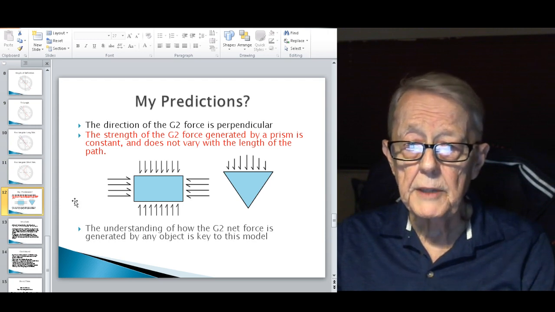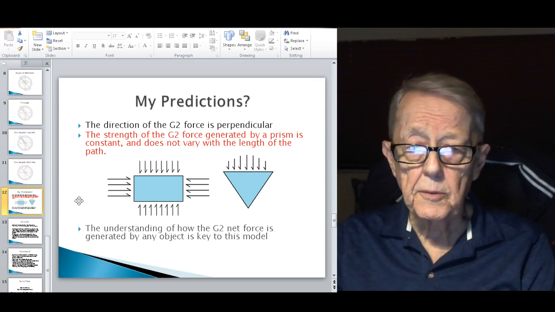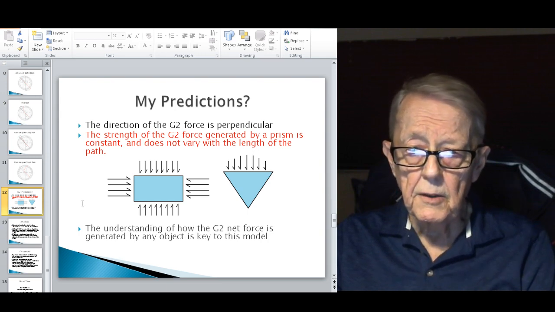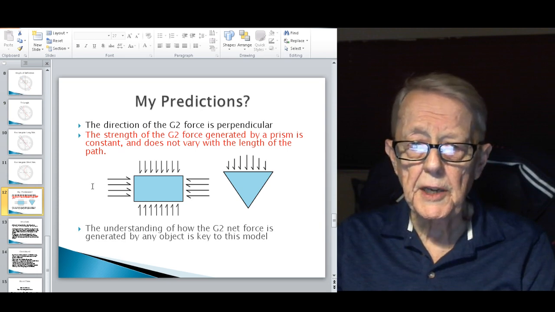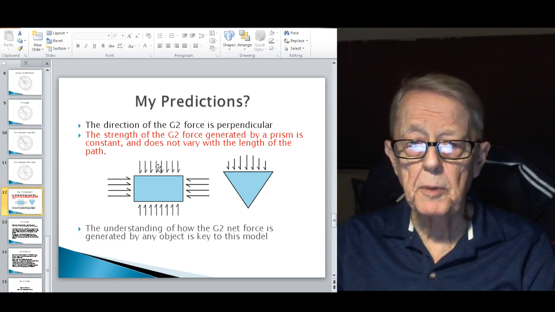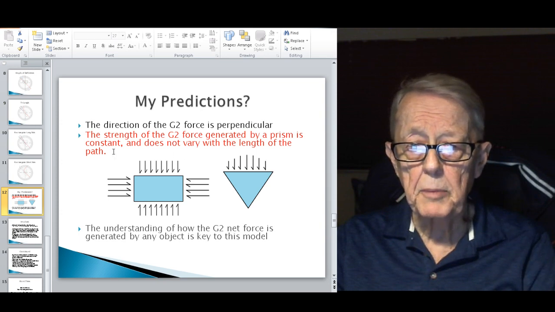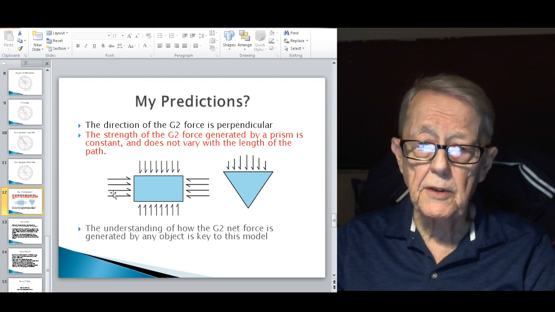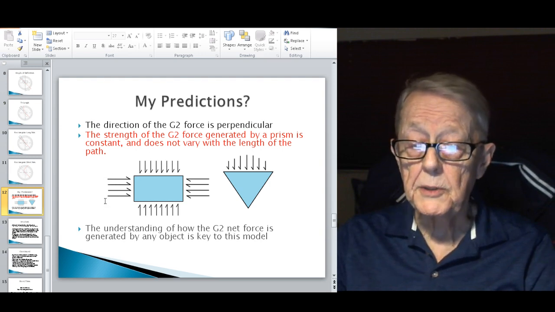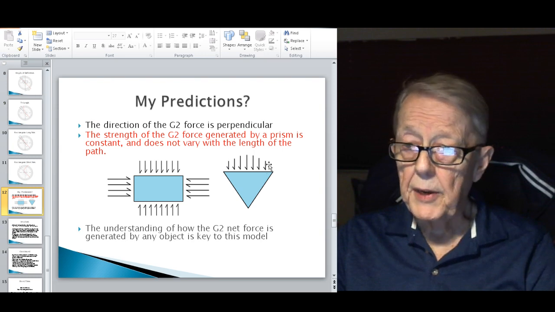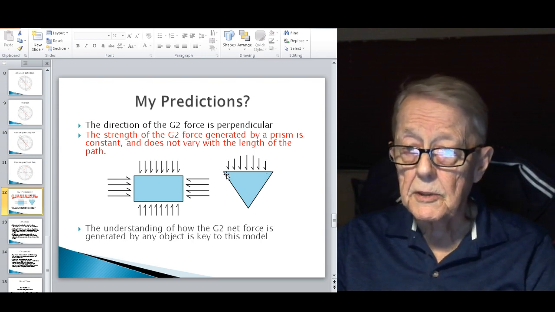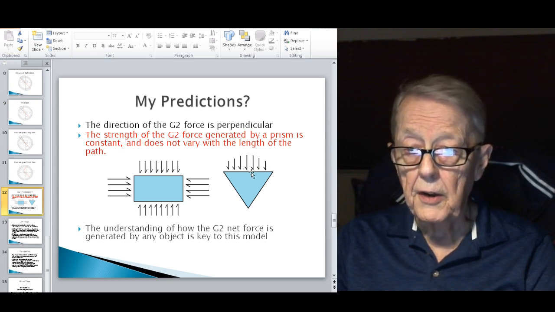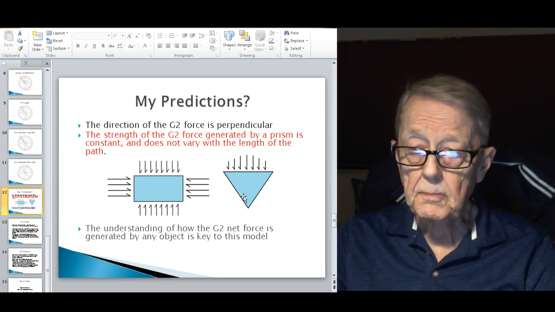So what about my predictions? Well, I haven't shown you, but whether I do the light from the left or the right, the angles are the same. So the direction of the force still remains perpendicular, but the strength of the force generated by a prism is constant. It's the same force here, the same force here, and the same force here, if my measurements are correct. Same thing with this one. All of these are the same because I slid this pyramid back and forth and I got the same angle. It refracts here, here, and here, all the same.